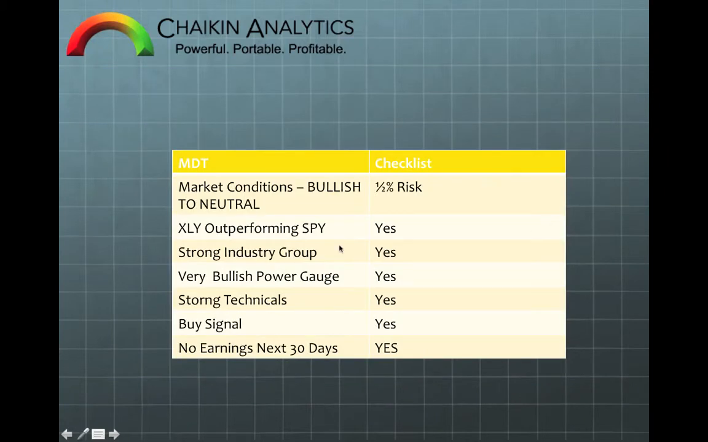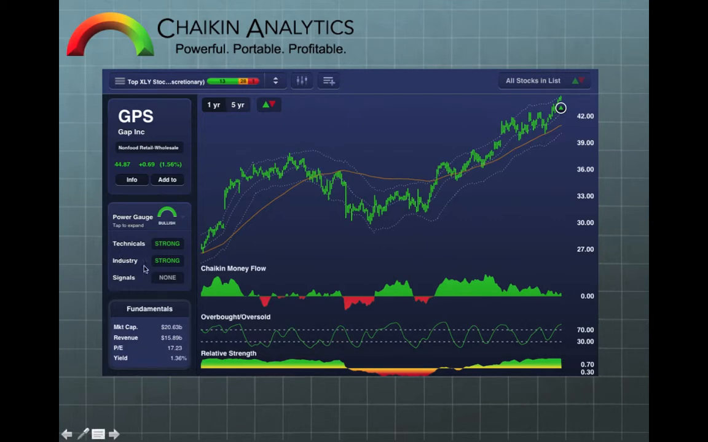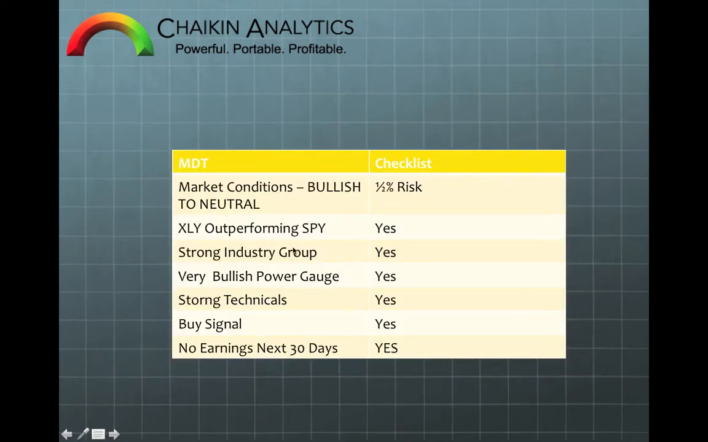But again, the checklist that I would go through is, what are the market conditions? I would only risk half of what I would normally trade in a bull market because we still haven't broken out of that upper resistance level. Is the stock outperforming the S&P 500 or the Spiders ETF? Absolutely. Are we in a strong industry group? Let me go back to make that point because I didn't make that clear. But this will also tell you if the industry group is strong, and it'll tell you what industry group we're in, which is the non-food retail wholesale group. And that is a strong industry group within consumer discretionary or consumer cyclical right now.